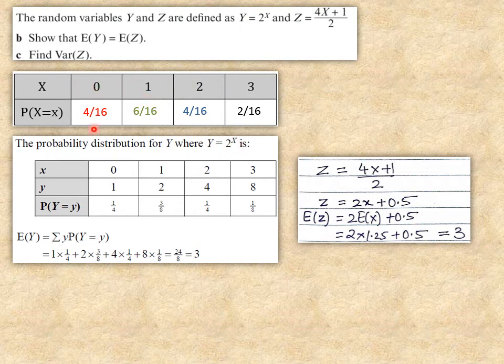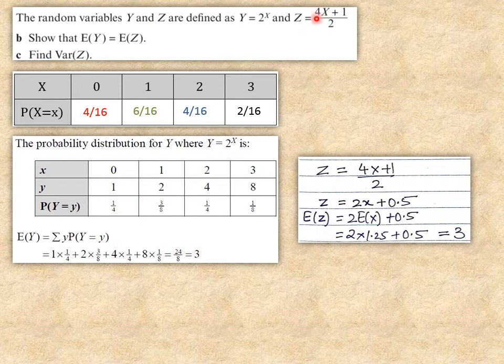So now 2 power x, y is 2 power 0. What is 2 power 0? 1. See, x is 0, so 2 power 0 will give you 1. 2 power 1 will give you 2. 2 power 2 will give you 4. And this is how you get the outcome for y. Probabilities we know, we just simplify and write them in simplified form. And to find the expectation of y, you just do this times probability, this times probability. And when you do, you get 3.